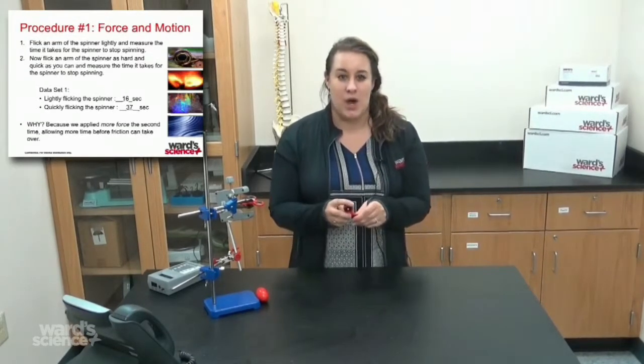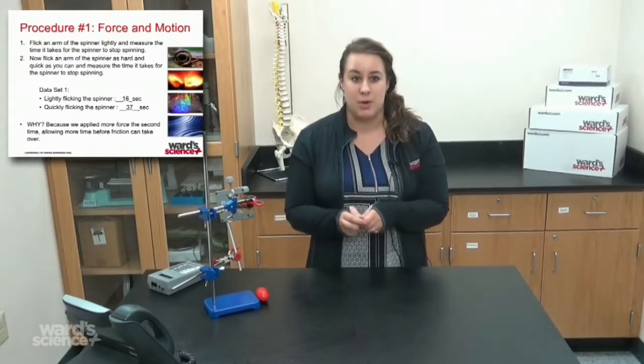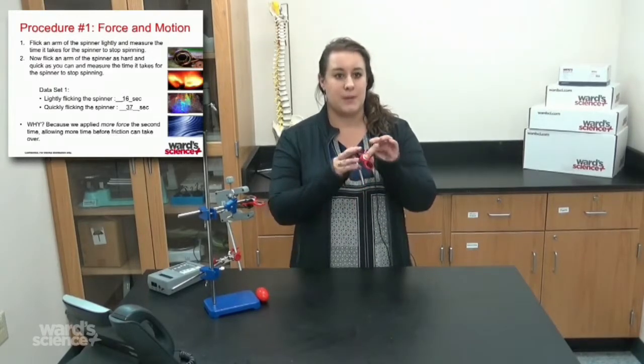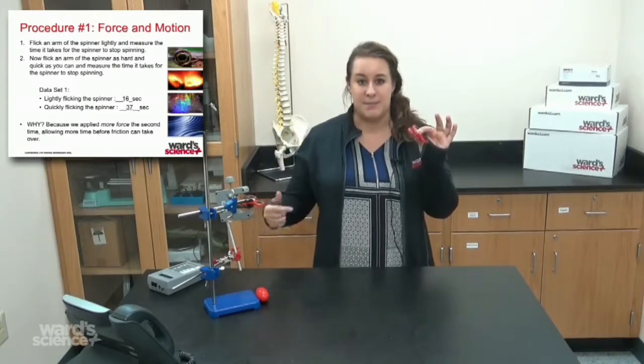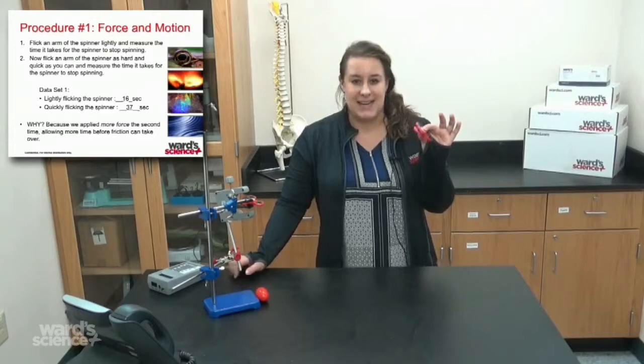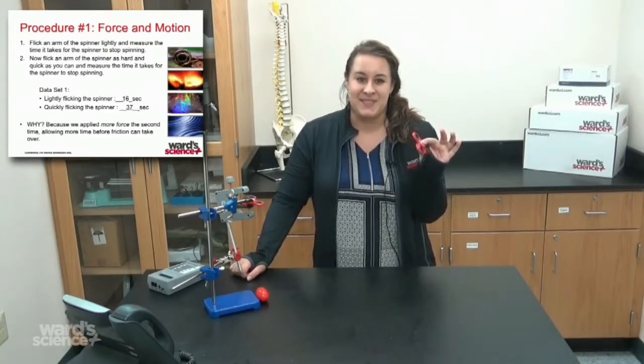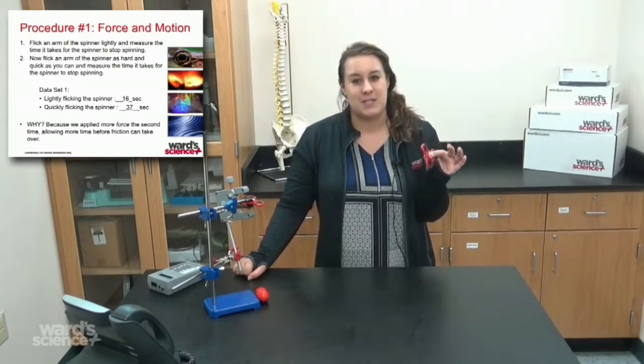So procedure number one, we're going to introduce force and motion. So the first part of the procedure is the kids are going to flick an arm of the spinner lightly and measure the time it takes for the fidget spinner to stop spinning. I did this earlier. I put some sample data in here so that we didn't have to wait the entire time for the fidget spinner to stop.